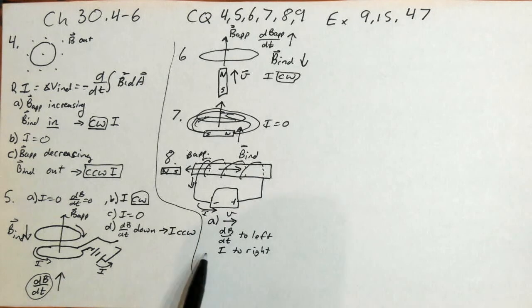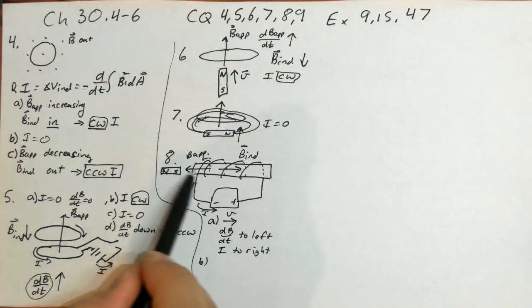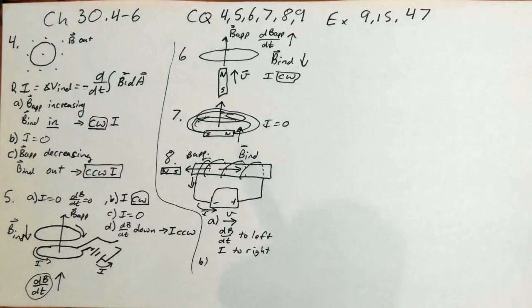Now part B of this question is, you've inserted this bar, now it's sitting there. What is the direction of the current through the meter? Well, I hope you caught on quickly from this problem and from the last part of this problem that it's 0. There's no change. There's a magnetic field, but it's not changing. So I is 0.